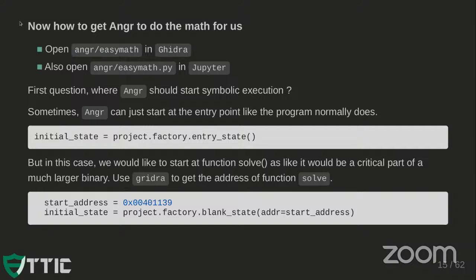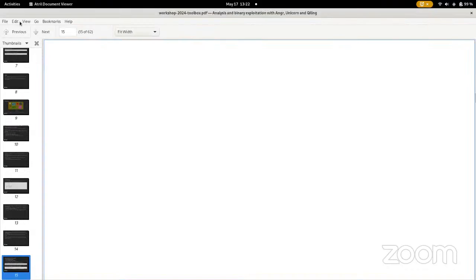So in the meantime, what we'll do is first you'll have to install Ghidra, which is quick to install. Or if you have IDA, Binary Ninja, or any reversing tool of choice, you can open the anger easy mat in Ghidra or in your reversing tool. So we'll do it.